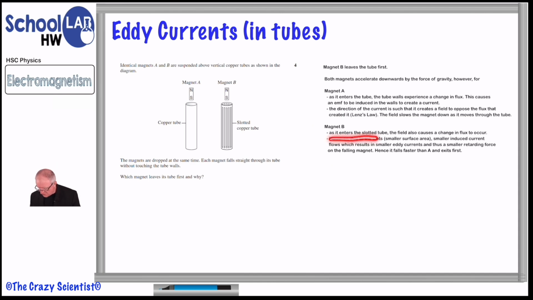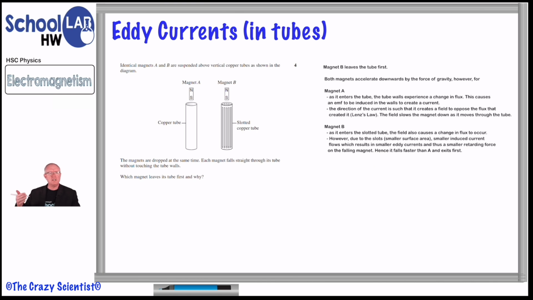As it enters the slotted tube, the change in flux still occurs. However, due to the slots, there is a smaller surface area. That smaller surface area causes a smaller induced current. With that smaller induced current, the eddy currents are smaller. Therefore, we have a smaller retarding force on the magnet, and overall, hence the magnet falls faster and exits first.